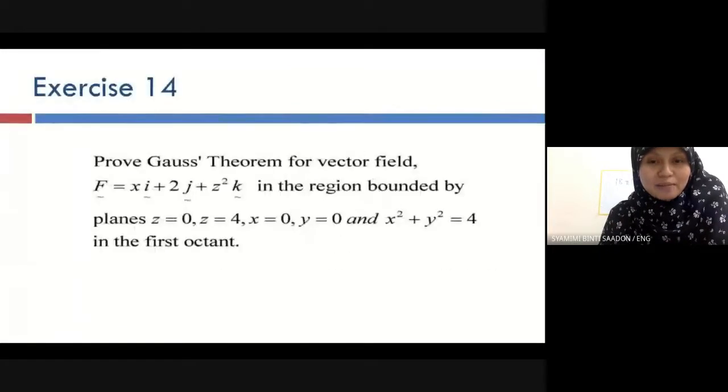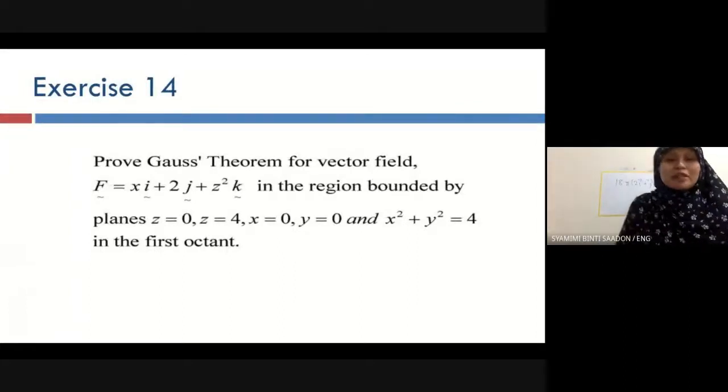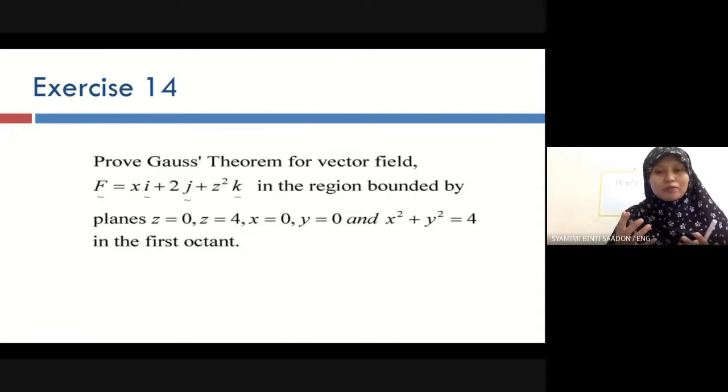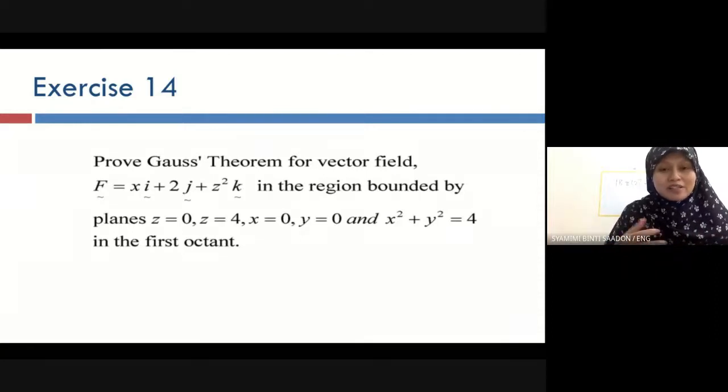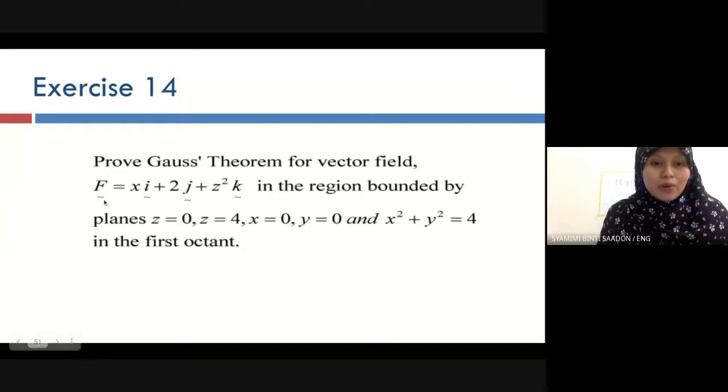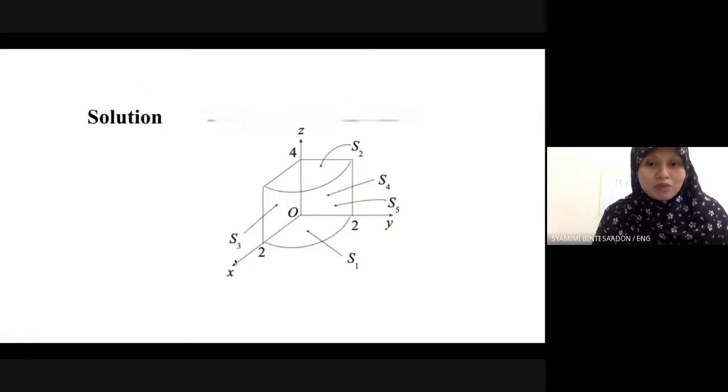Okay, just an example with some explanation. Prove Gauss theorem for vector fields. We just want to prove whether the theorem is correct or not. So just calculate the left hand side and the right hand side, and then show that the answers are the same. For example, we have vector f in the region bounded by planes z equals 0, z equals 4, x equals 0, y equals 4, and x squared plus y squared equals 4 in the first octant. So again you have to try to sketch.